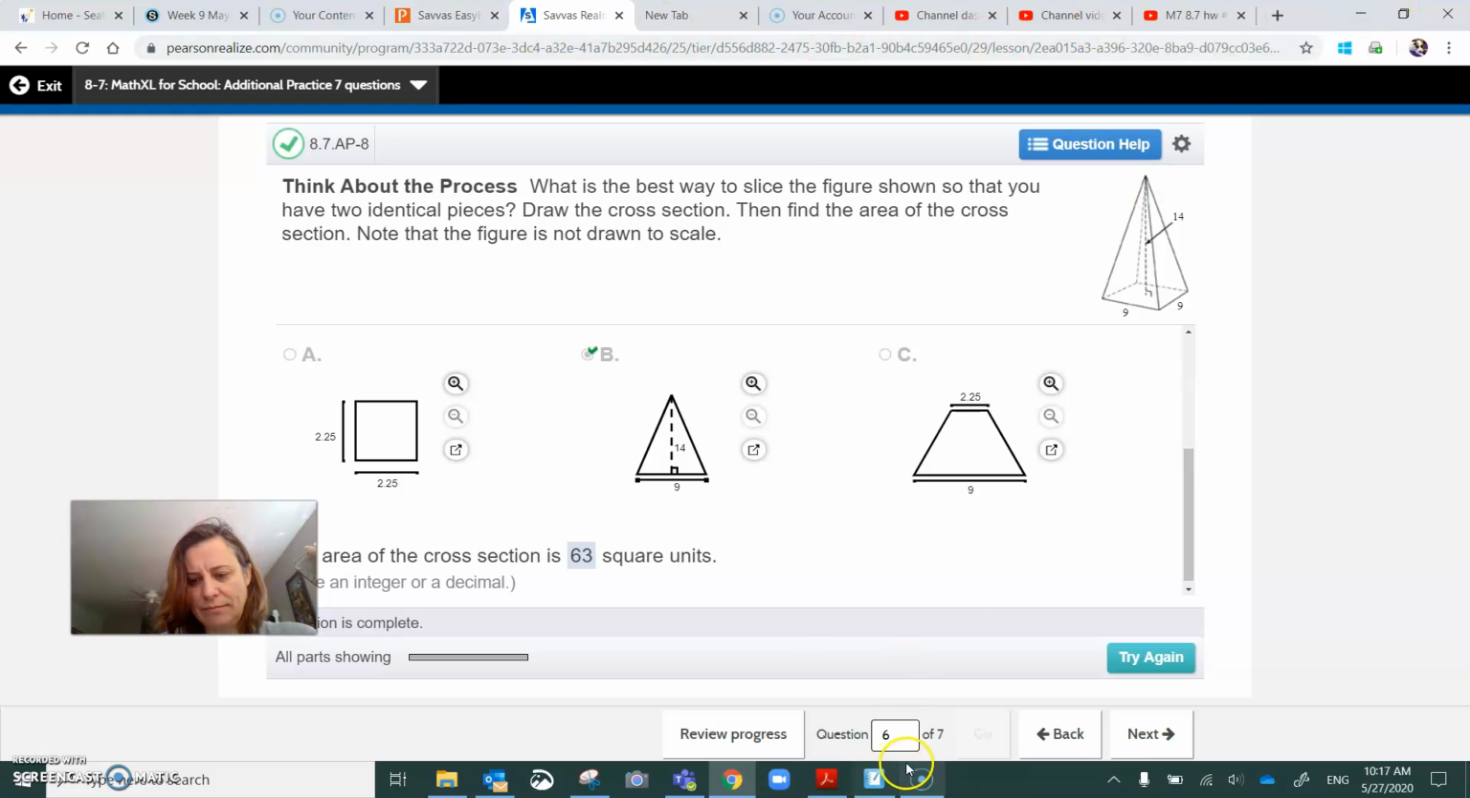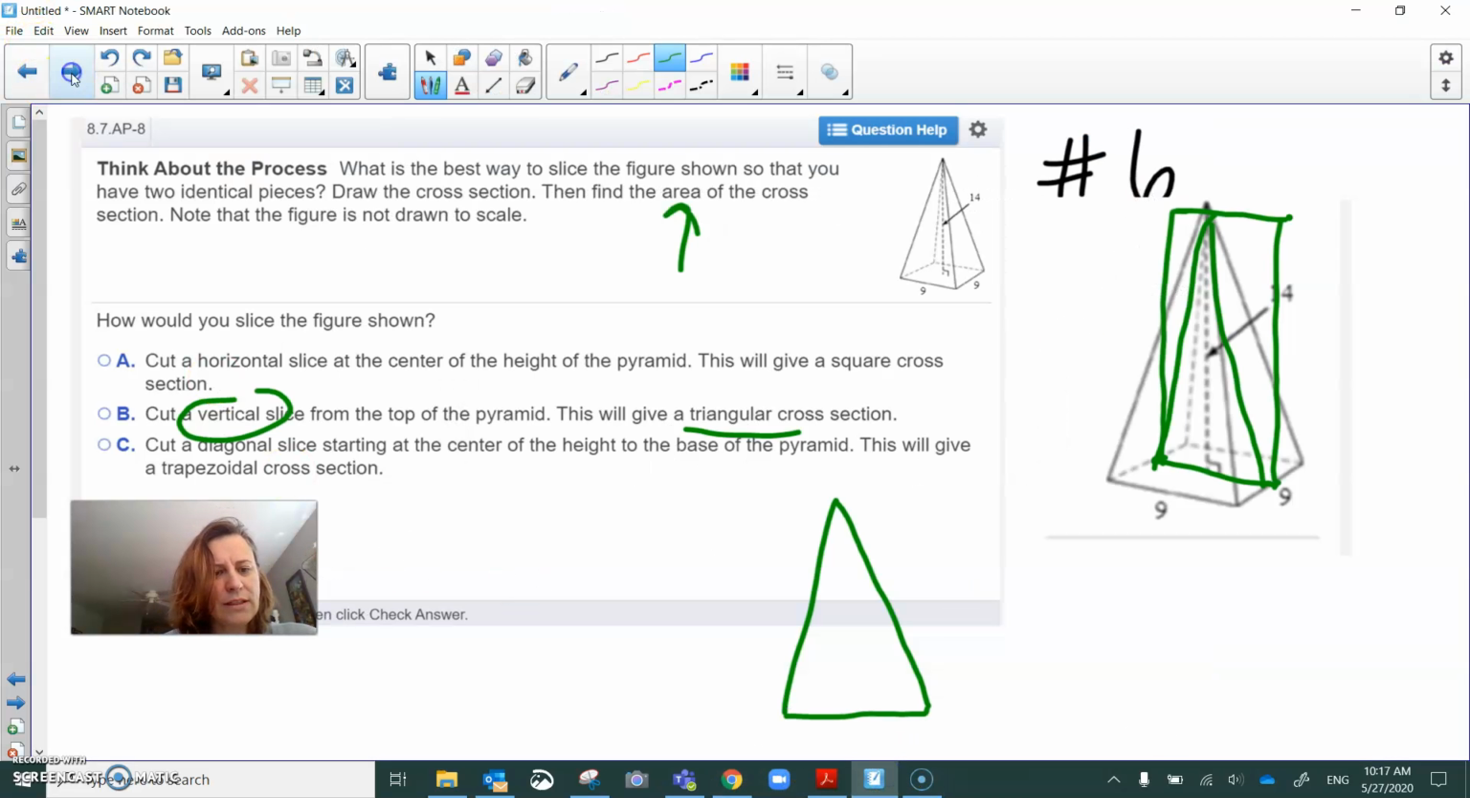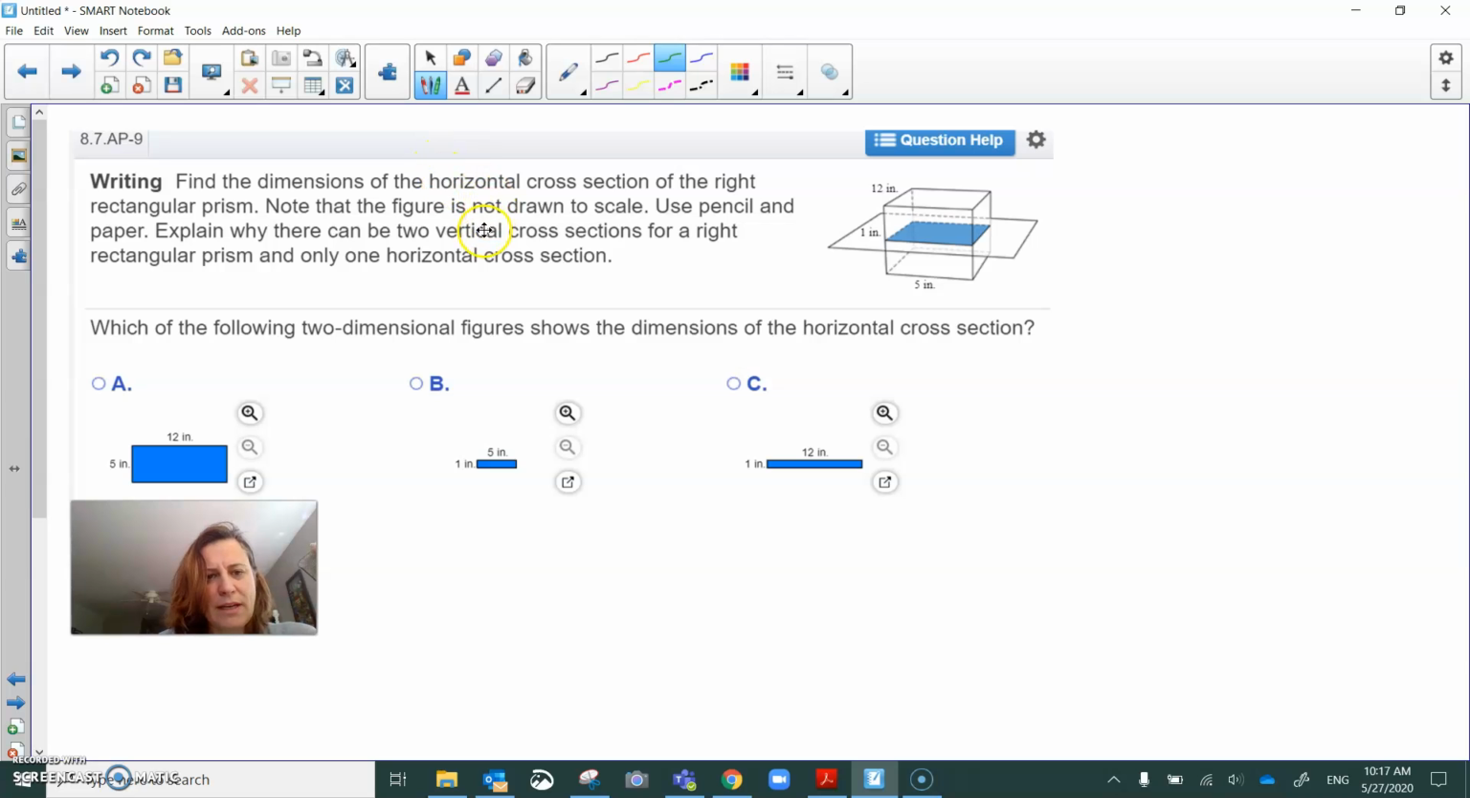The last question is, find the dimensions of the horizontal cross section of the right rectangular prism. Note that the figure is not drawn to scale, blah, blah, blah. Use pencil and paper. Explain why there can be 2 vertical cross sections for a right rectangular prism and only 1 horizontal cross section. I don't understand the second part of that at all. But let's look at the first part. Which of the following 2-dimensional figures shows the dimensions of the horizontal cross section?